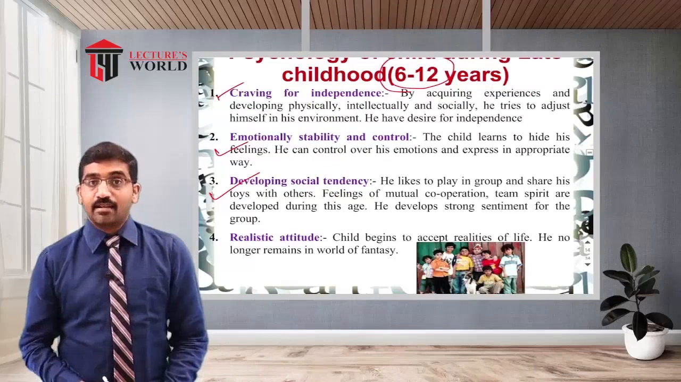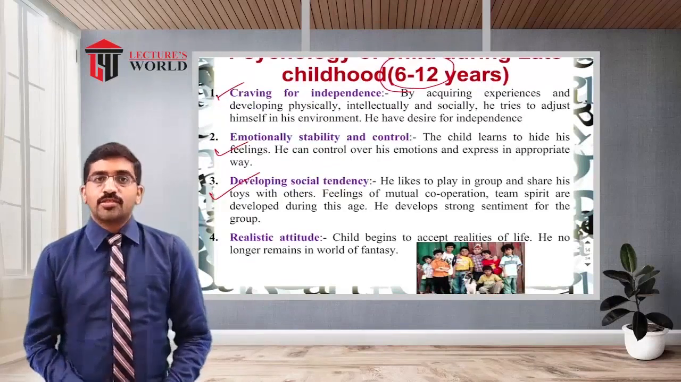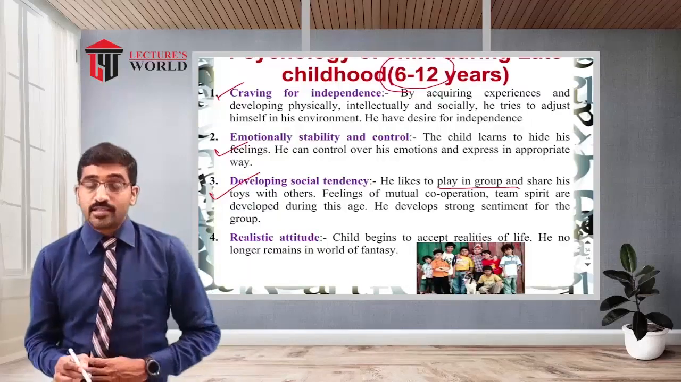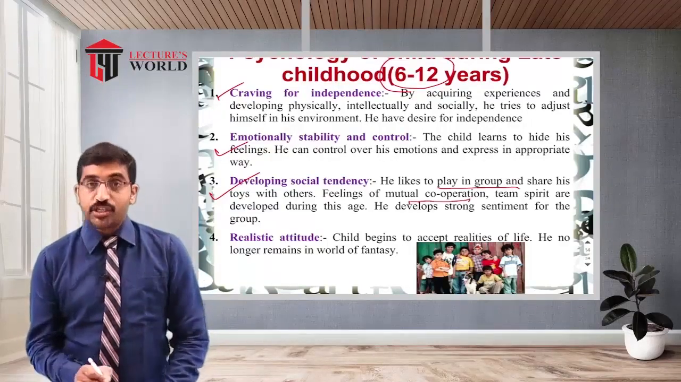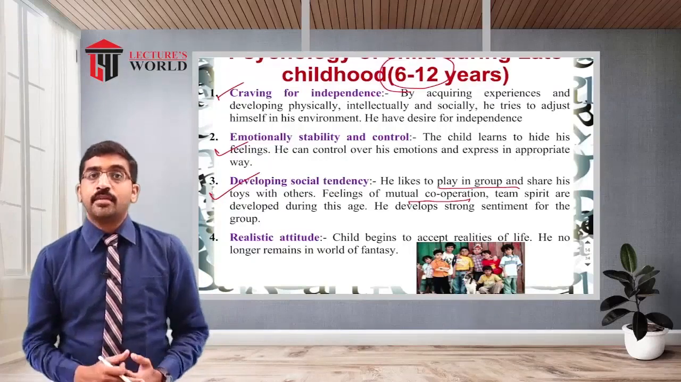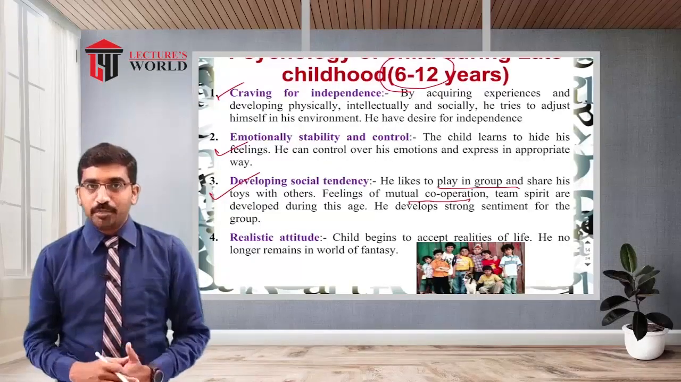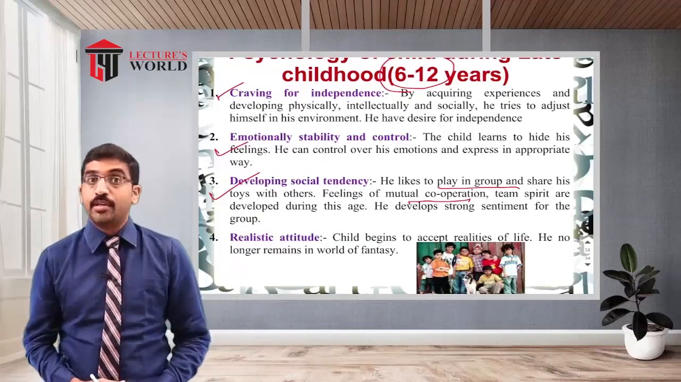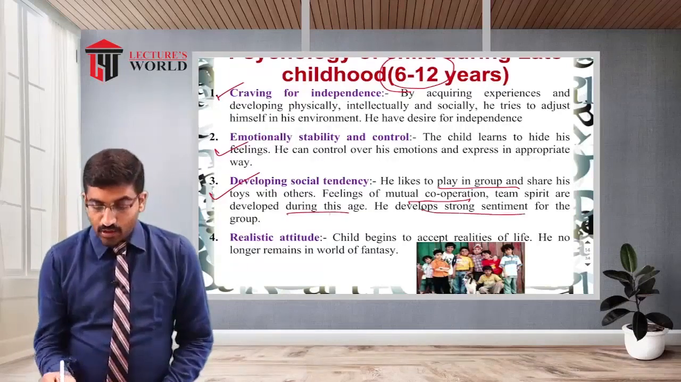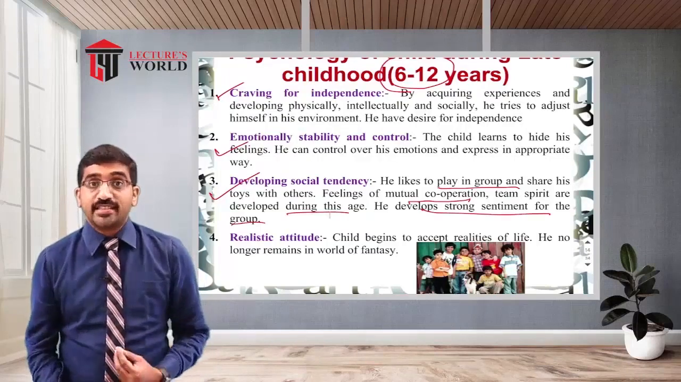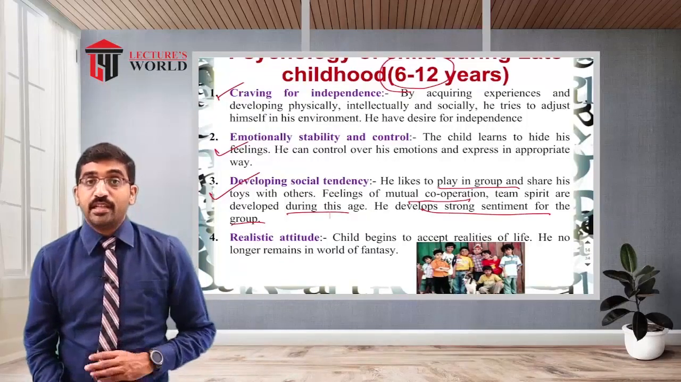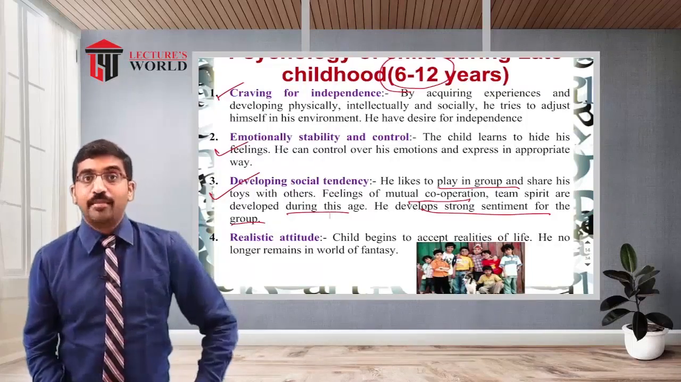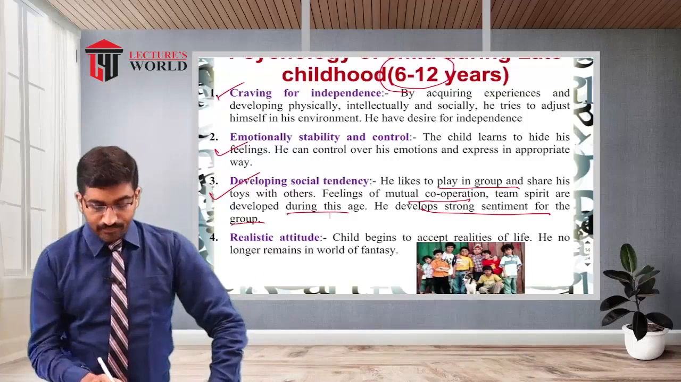Social tendency develops, because at 6 to 12 years they are in school, so they will have good peer groups. They play in the group, they share their toys sometimes, they may feel cooperation, team spirit. Some teachers may give them group projects, so they can do them in a group, so that they learn how to work in a group. But some may be selfish, they may not do. Strong sentiment: if my friend is being beaten by another friend, then I will beat that friend. Such attitude they may develop. Sentiment with friends.